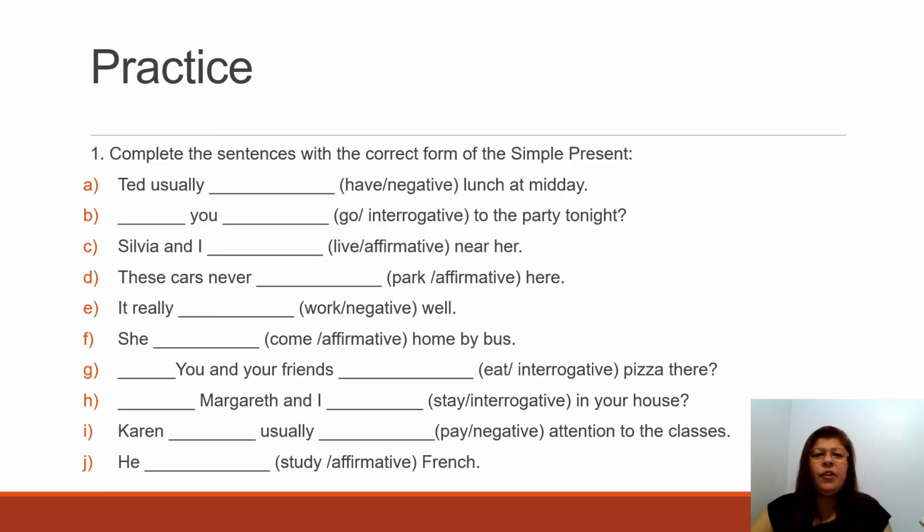now let's see if you got it, if you understand the exercise, the explanations. So complete the sentences with the correct form of the simple present. In each sentence you have the verb and you have the negative, interrogative or affirmative. You have to use the correct form that is going to be said in the exercise. Okay, do it, and then after you finish, you check the key.